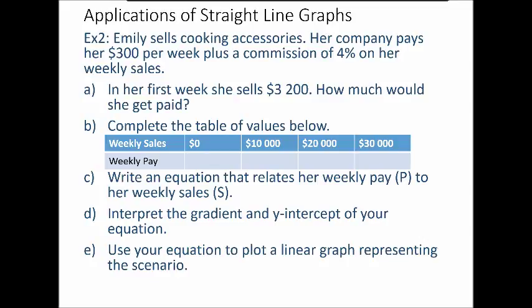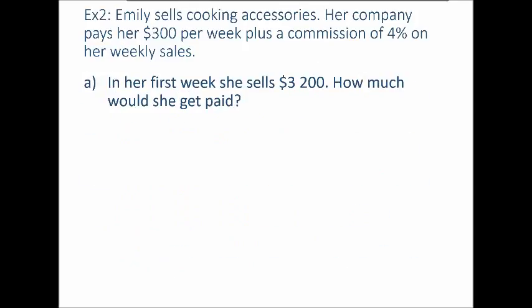So we're saying maybe in her first week, she's just starting off, she sells $3,200 worth of products. Okay, so how much would she actually get paid again? This is nowhere near what she gets paid, that's just how much she sells. The pay is very different. And then we're asked to complete a table of values going up by increments of $10,000. Using what we discover in this process, we'll write an equation, interpret the equation, and then plot a line. So the first part, in her first week, she sells $3,200.